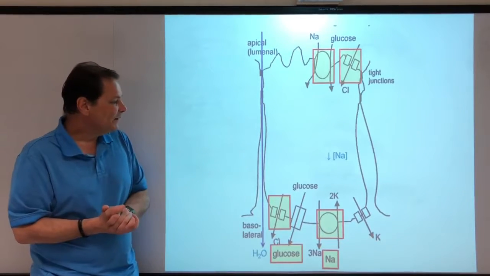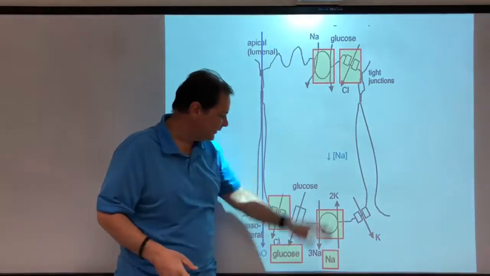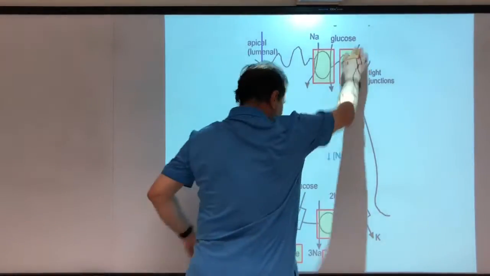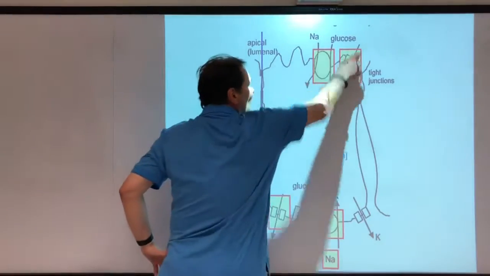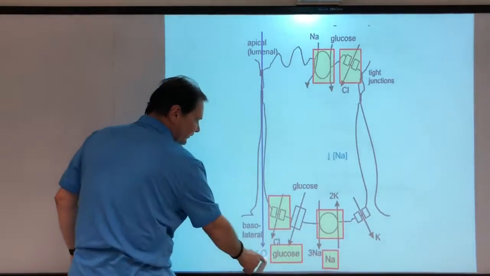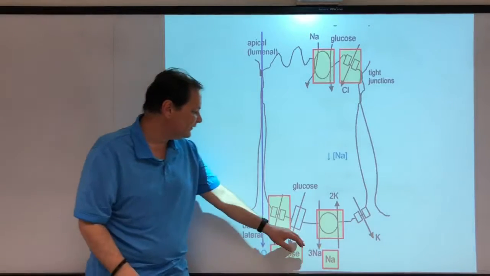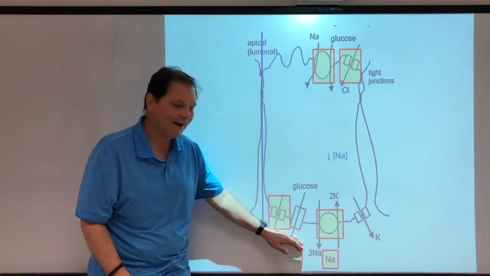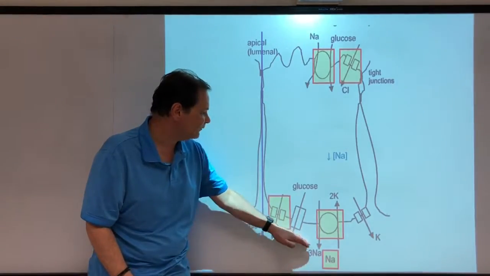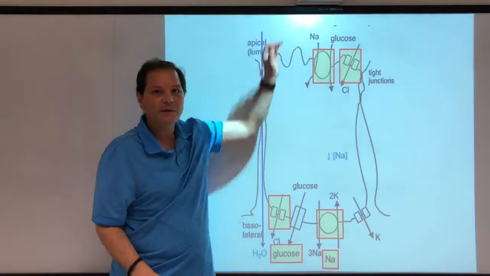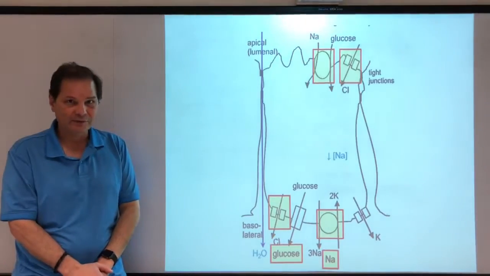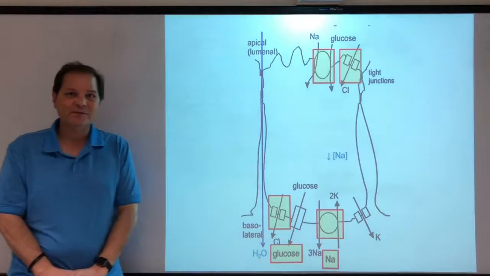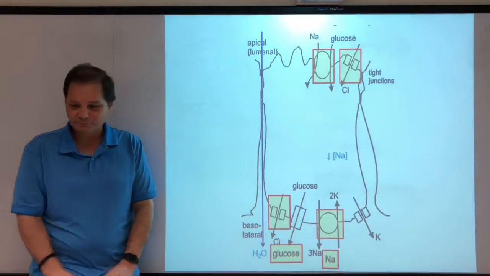That is, if you're going to move a positive charge from here to here, you have to do one of 2 things. You have to move a negative charge from here to here, and that's what happened here. Chloride came in with the sodium and it left with the sodium. Or you have to move a positive charge in the opposite direction. That is, another positively charged ion has to move from here to here in order to maintain electron neutrality, okay? So that is something that always happens in these epithelial transport systems.